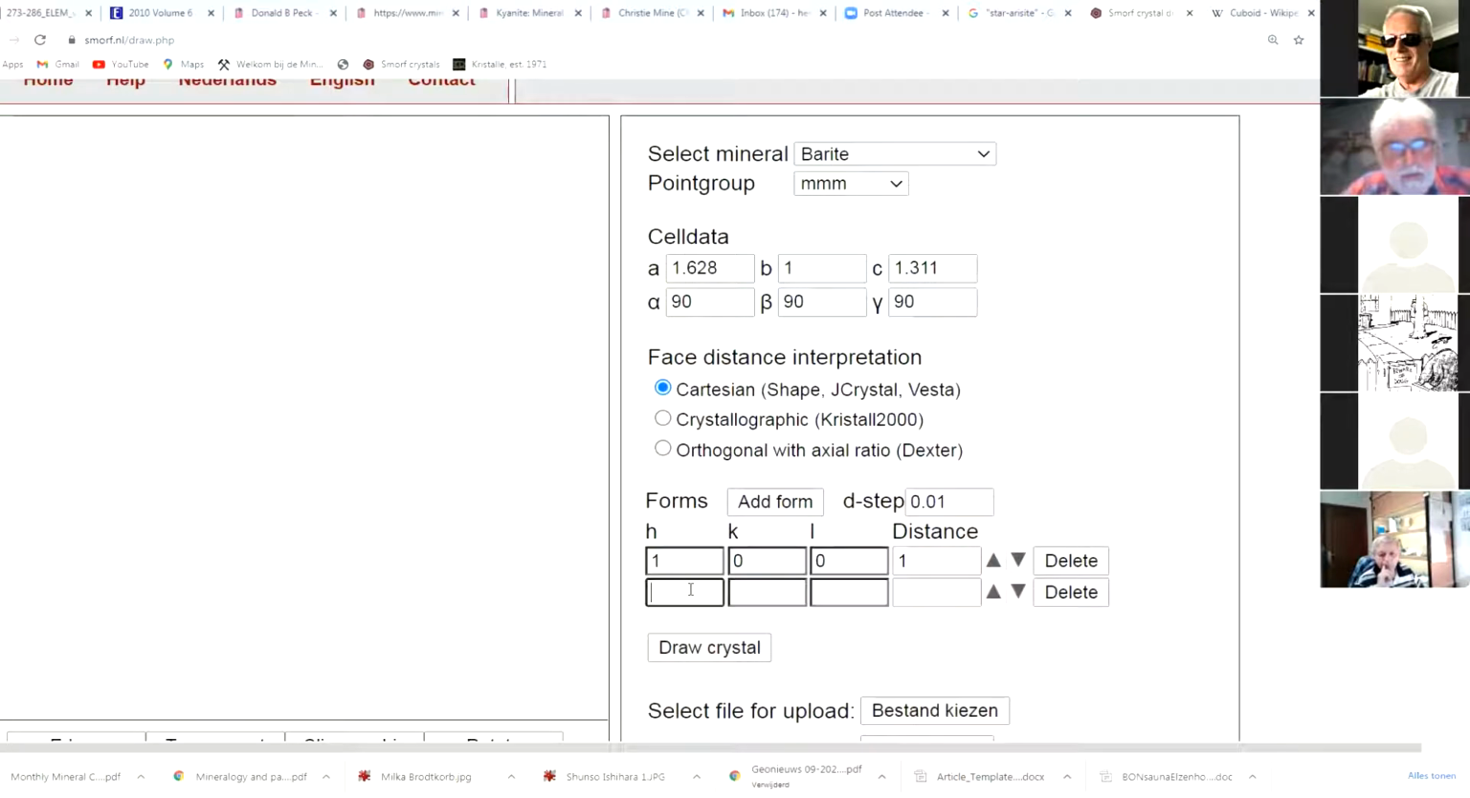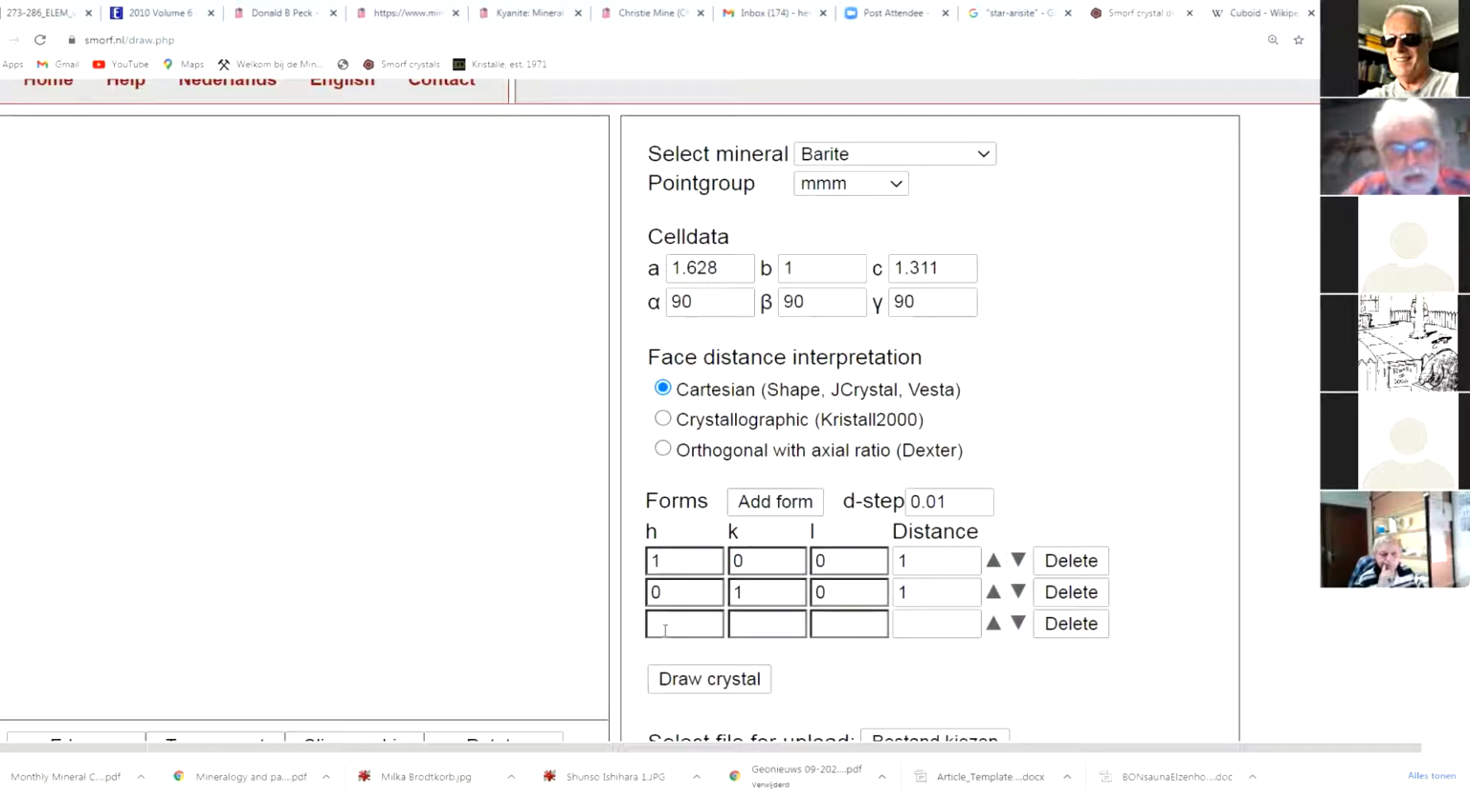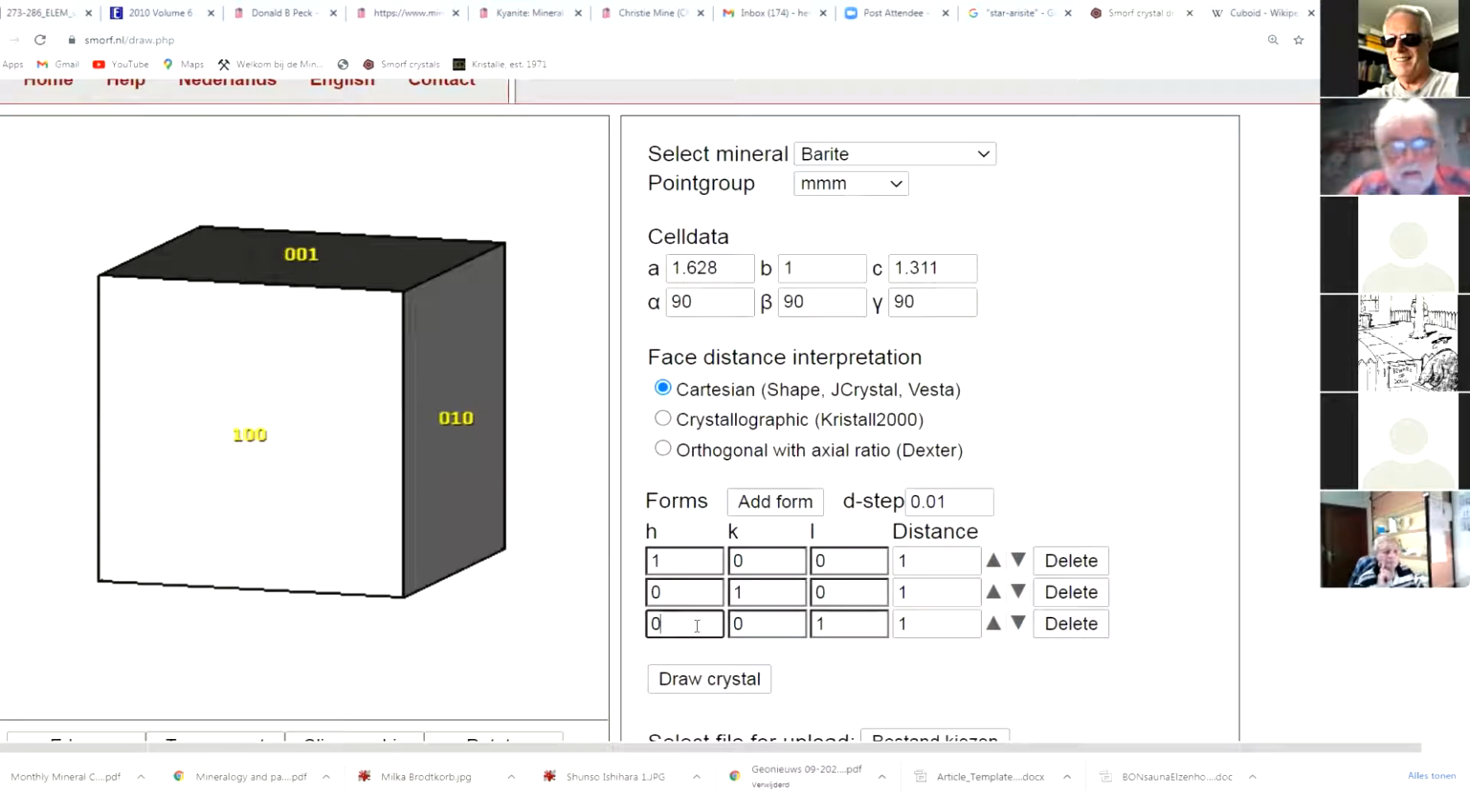Okay, if we add another, for example the 0, 1, 0, and we click on draw crystal, it's still not showing anything because, again, our form is still not closed. So for the orthorhombic crystal system, we actually have to add a third form that will finally close our crystal. And here you got it.